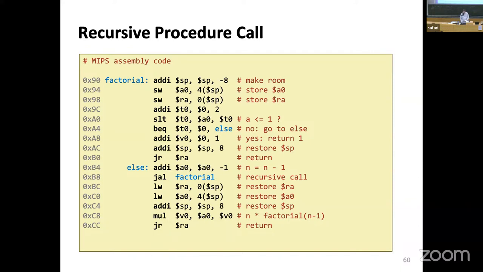So we are at this point now, and we are checking branch if equal to T0 and the register 0. Do I branch or do I not branch? It is 0, so I'm branching. Where do I go? Well, I will jump to the else. Sorry, this is the address.